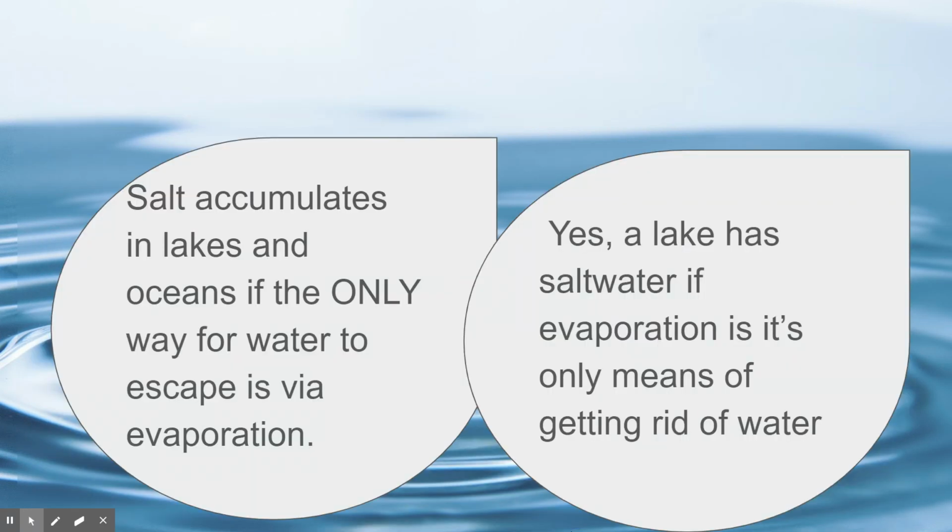And then salt will accumulate in lakes and oceans if the only way for water to escape is through evaporation. So that means that a lake can have salt water in it if evaporation is its only means of getting rid of that water. So yeah, you can have a mixture of salt and fresh water.